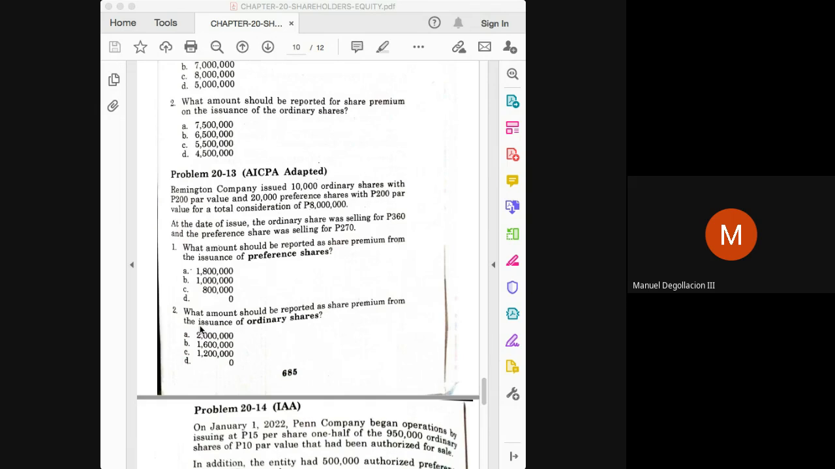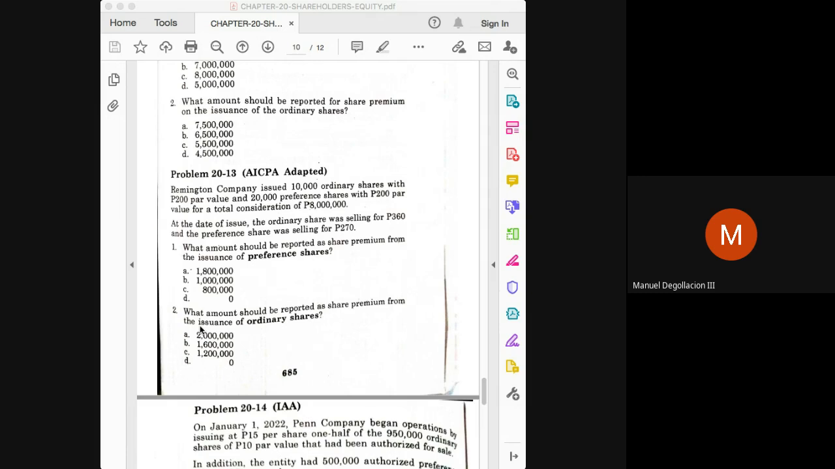Okay, so if the total value that will be allocated to the ordinary shares is 3,200,000, how much then goes to the share capital account and how much goes to your share premium? Okay, and to answer that, we need the par value of the ordinary shares. And it so happens that the par value is also 200. So you multiply the 200 with the 10,000 ordinary shares we issued.